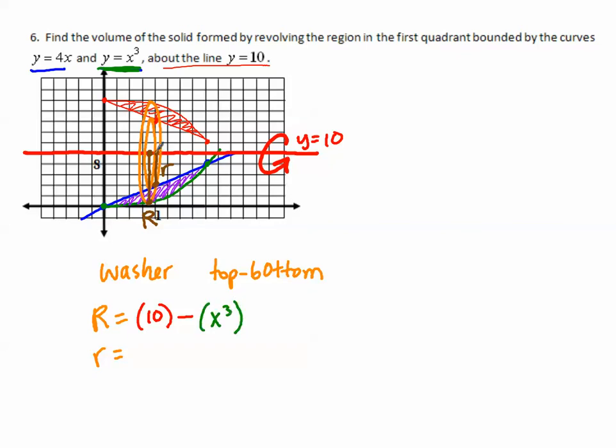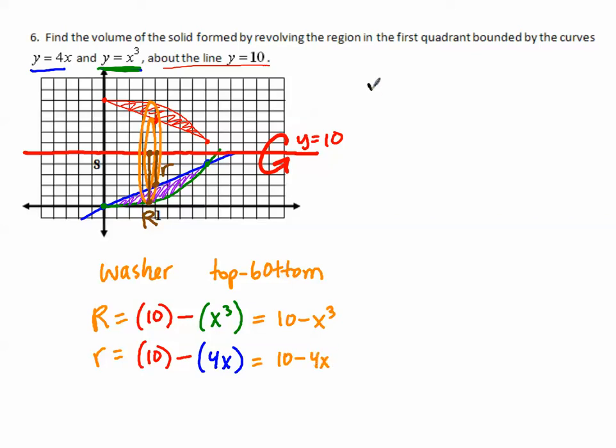Little radius, the top is y equals 10. And this time the bottom, the closer curve, is the line 4x. Now we can simplify those a little bit to be 10 minus x cubed and 10 minus 4x.